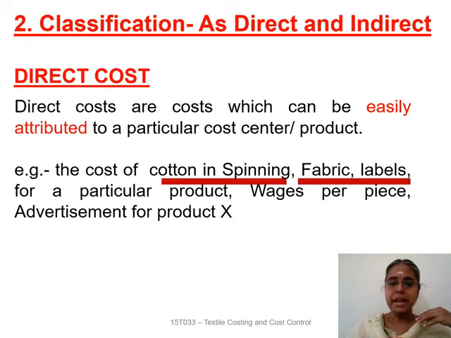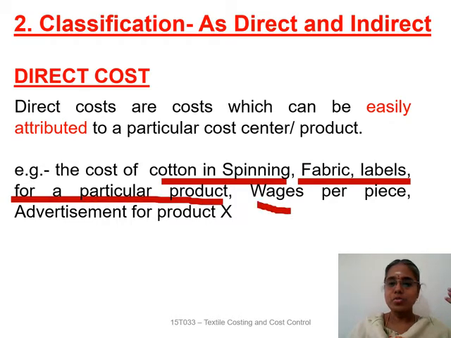Similarly, fabric and labels are all directly found in your product. For one garment, you need one label. For one garment, you need 1.2 meters of fabric, something like that. You can directly attribute it. This is related to raw material.